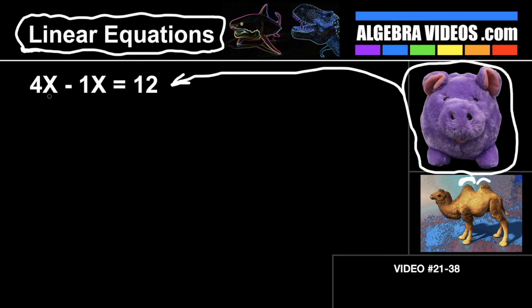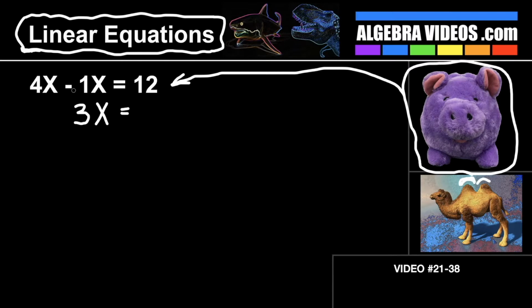And the first thing I do is just simplify everything. Sometimes it's written unnecessarily complex. So let's just simplify this, what we see on the left side of the equation, 4x minus 1x. Well, what is that? Well, 4 minus 1 is 3. So 4x minus 1x is 3x.